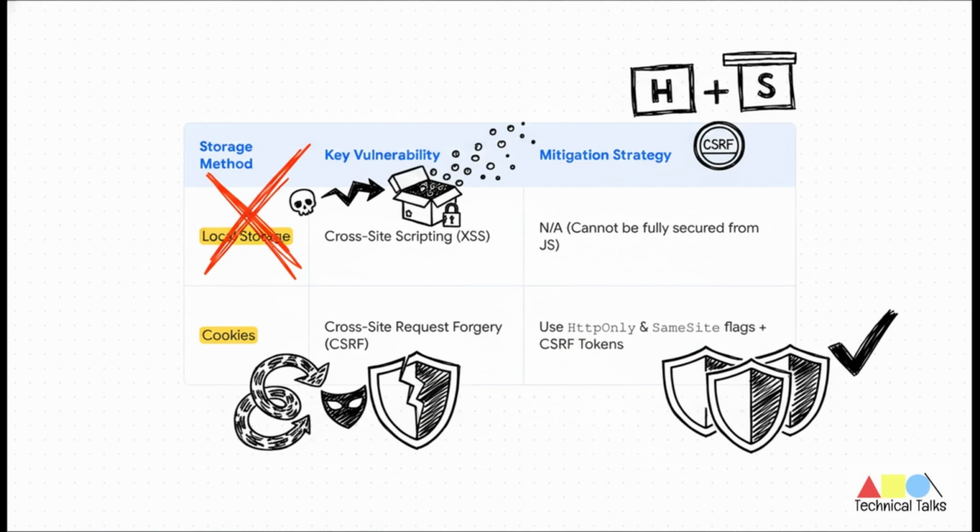Now, cookies can solve this. You can set a special flag called HttpOnly, which makes the cookie totally invisible to JavaScript. Awesome, right? But this opens you up to a different kind of attack called cross-site request forgery, or CSRF. So the modern best practice is really a multi-layered defense. You use HttpOnly cookies, you add another flag called SameSite, and you use a separate CSRF token. I know, it sounds like a lot, but it's the right way to properly secure your session.